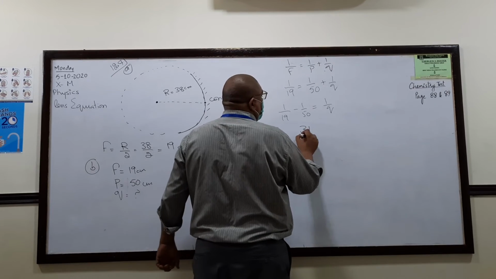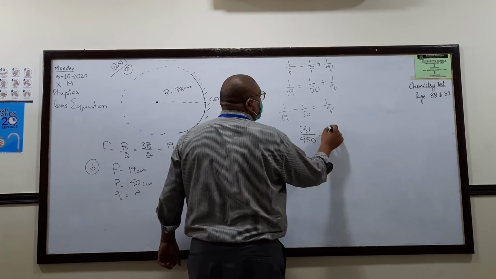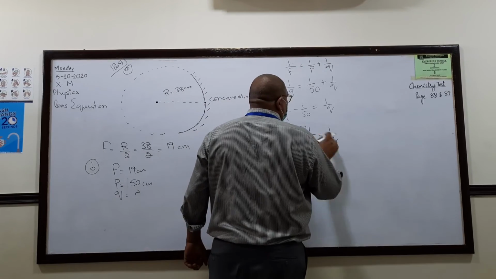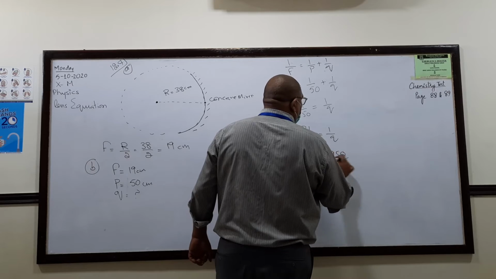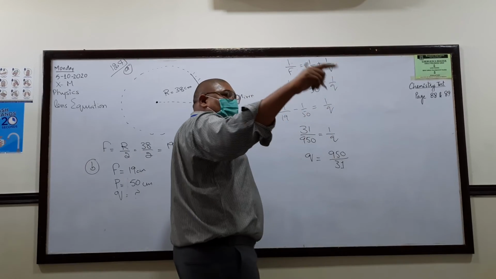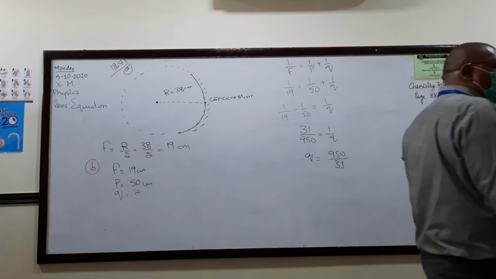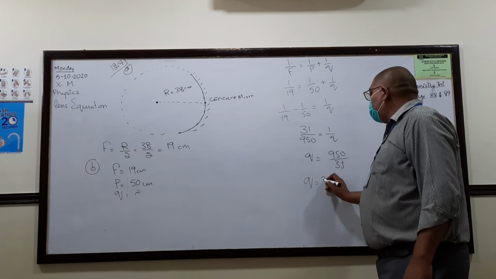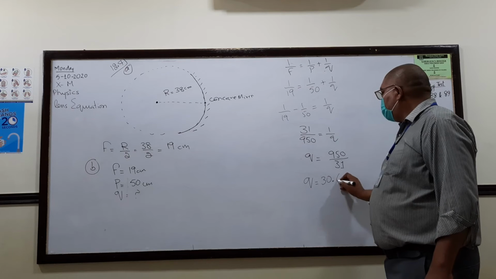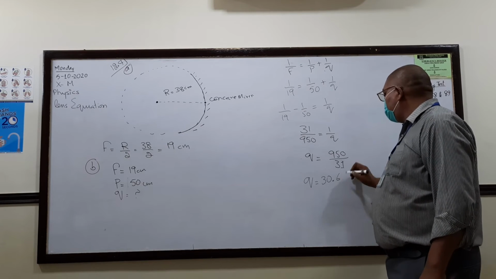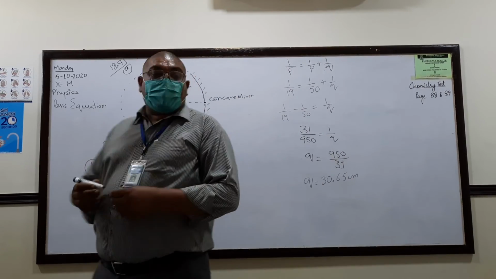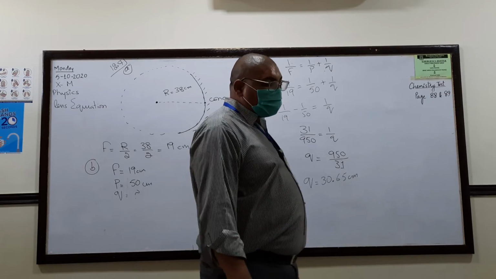So it is 31 over 950 equals 1 by Q. Don't delete it. So Q will be equal to this whole thing flipped to the other side. On your calculator you will write 1 divide answer equals, which is 30.64 centimeters. The answer is good. It is positive, it's not negative.